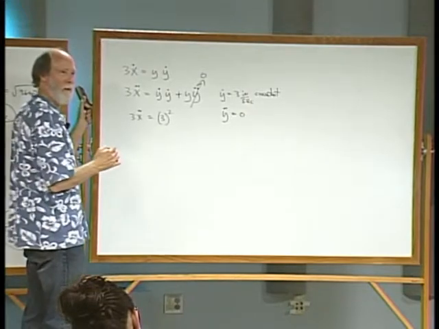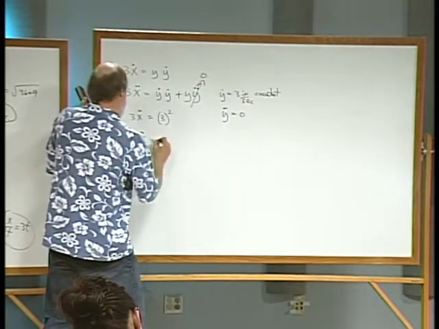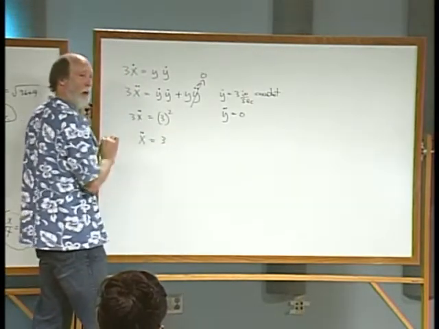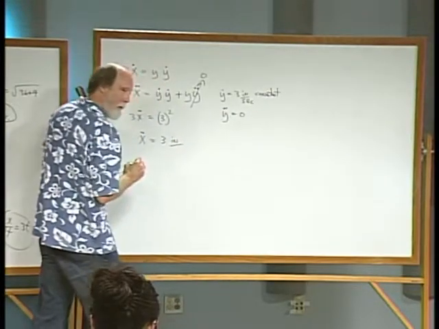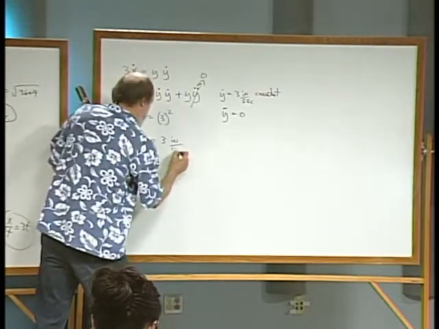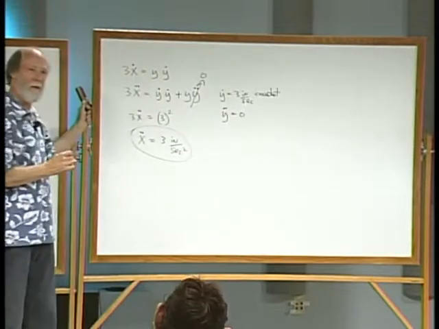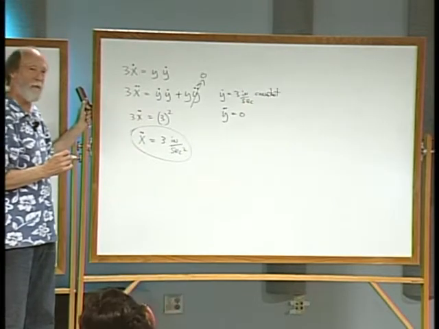Feeling good. So look at what this is. I wasn't sure where this was going, but we end up with x double dot is a constant value of 3 inches per second squared. x double dot is 3 inches per second squared.